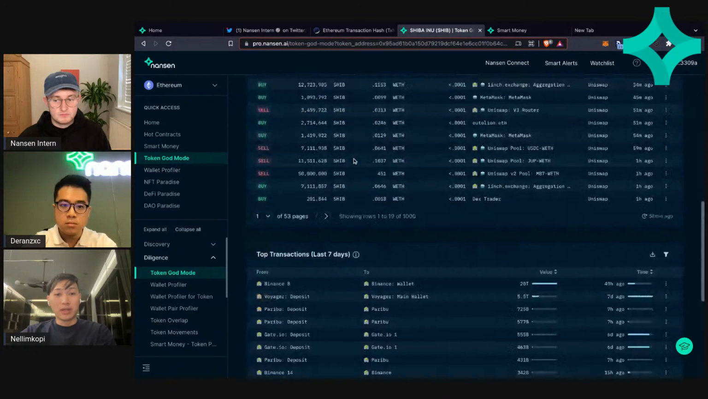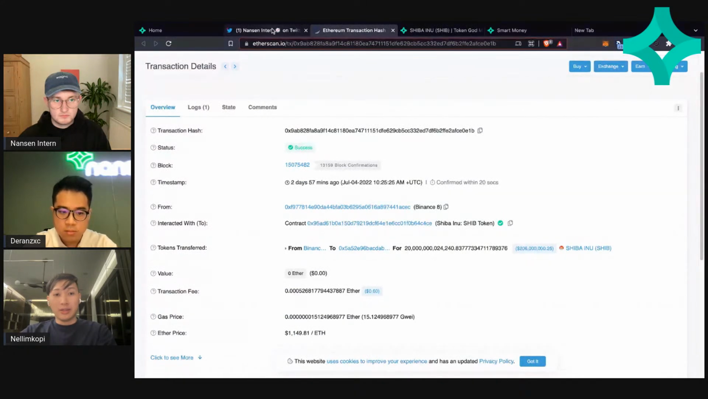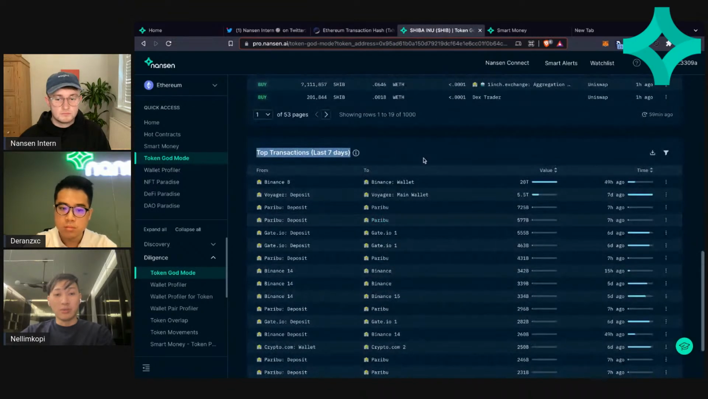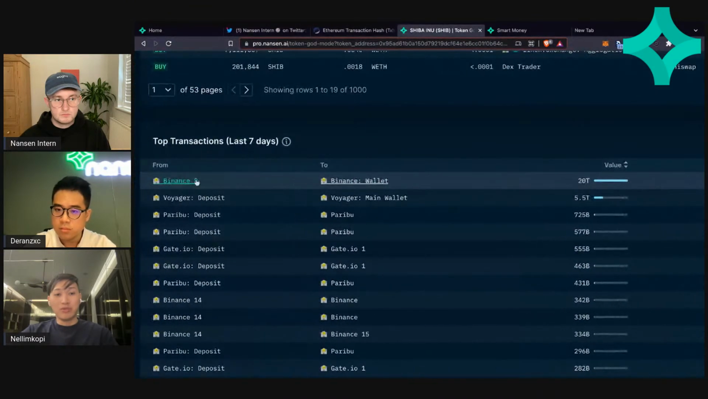And if I scroll down to the very bottom, top transaction in the last 7 days, right? The tweet that Alex mentioned, moving from Binance to some unknown wallet, as you can see here. So it's not labeled on Etherscan, so a lot of people would think, hey, something big is happening. But if you utilize Nansen to find out what is actually going on, you can see the same transaction here. So the 20 trillion was actually Binance moving to one of their own wallets.